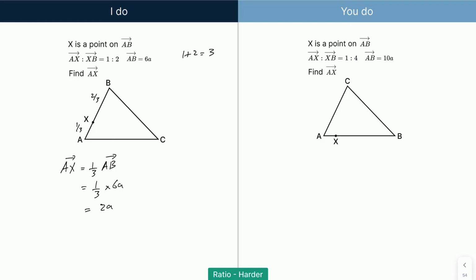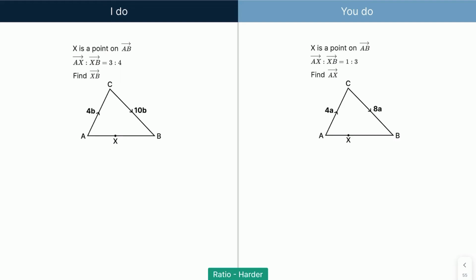So we can see they've given us the full length here. They've asked us for AX. So given that we have the full length, we're going to add the ratios together. We're then going to write the ratios on here. So that's 1 to 4. We're going to divide it by the total to write it as a fraction. And now the question is saying, well, what is A to X? Well, it's going to be 1/5 of the full length, which is 1/5 of AB, which is 10a, which then becomes 2a.